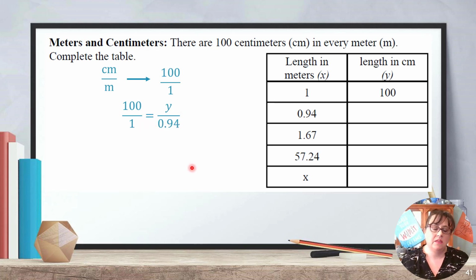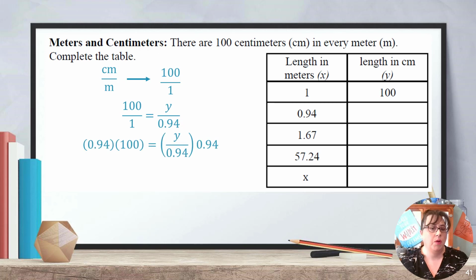And now we solve this using inverse operations. So I am going to multiply both sides by 0.94. And notice I dropped the 1 because 100 over 1 is just 100. And so when I multiply both sides by 0.94, I end up with y is equal to 94.